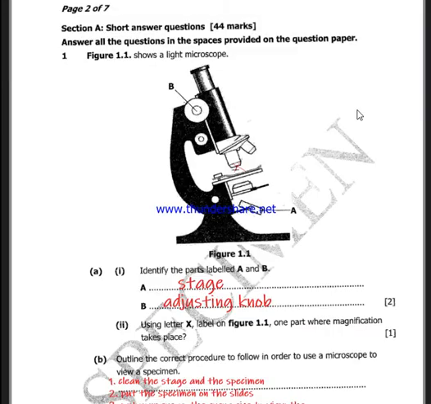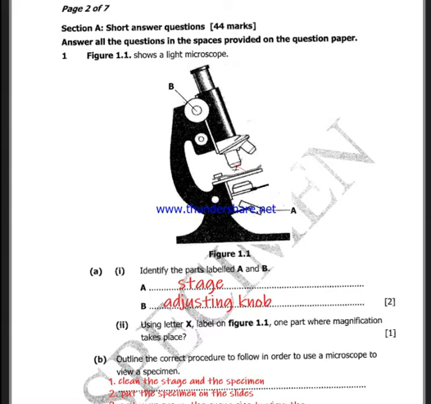In this video, we'll be looking at biology. Question 1 says, figure 1.1 shows the light microscope. Identify the part labeled A and B. So I've put answers here, I'll be explaining how I came up with the answers.